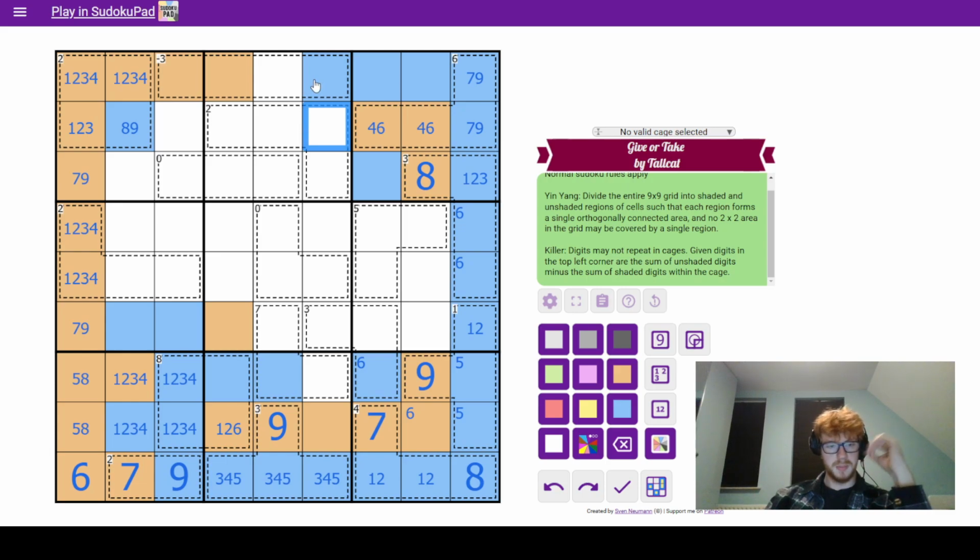I don't know. I absolutely have no idea what I'm supposed to do. I'm looking at these cages and I'm thinking, there's just too little information. But people have solved it, so it is doable. But yeah.